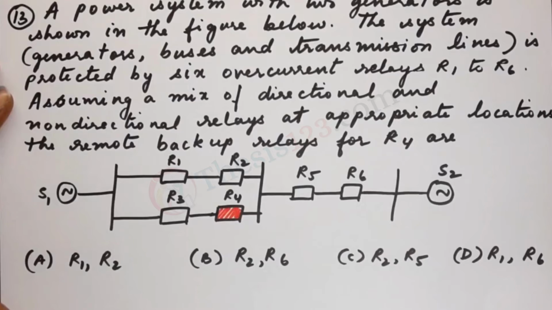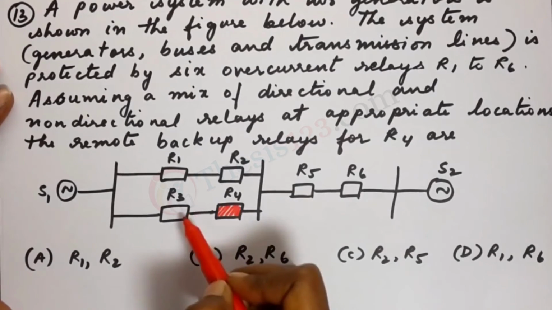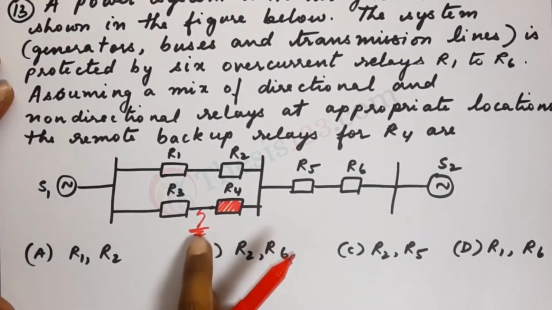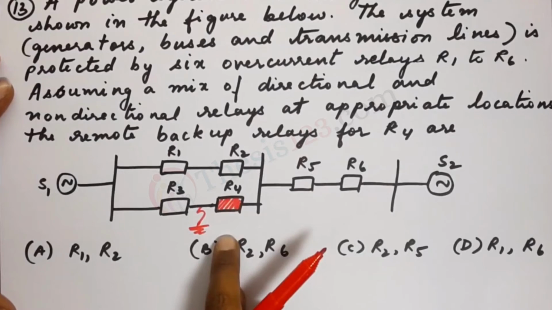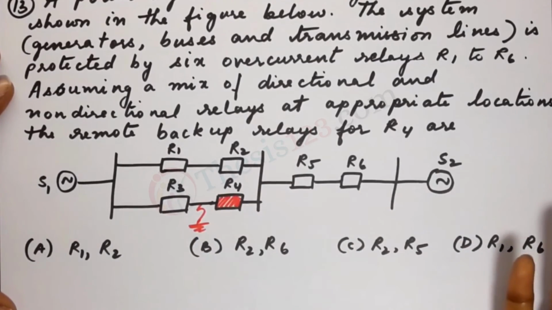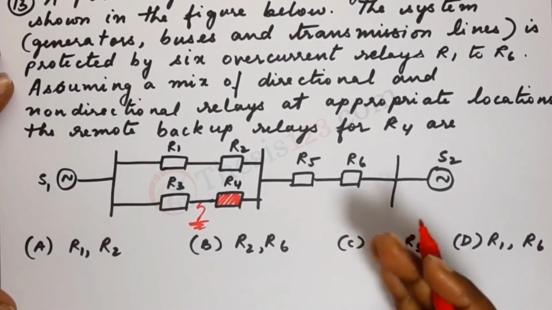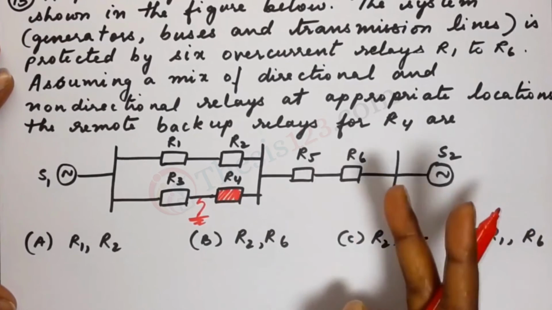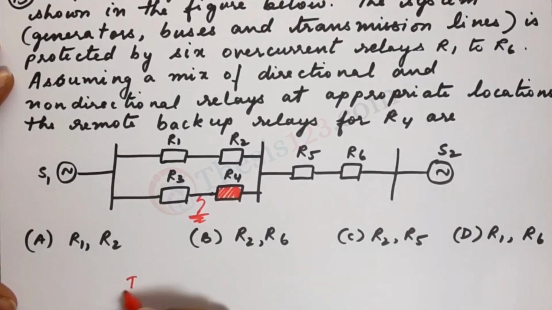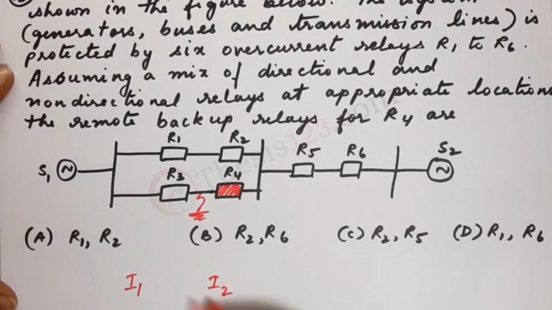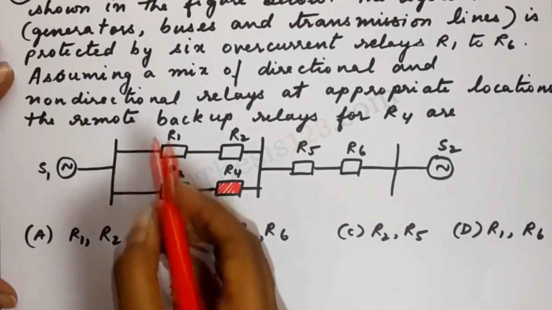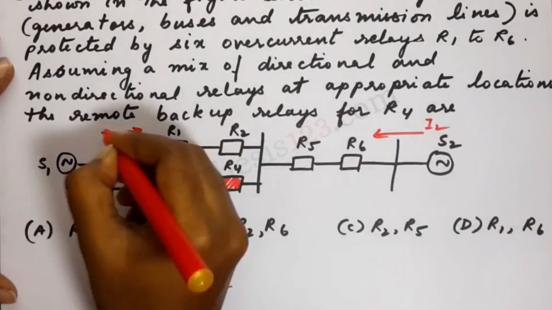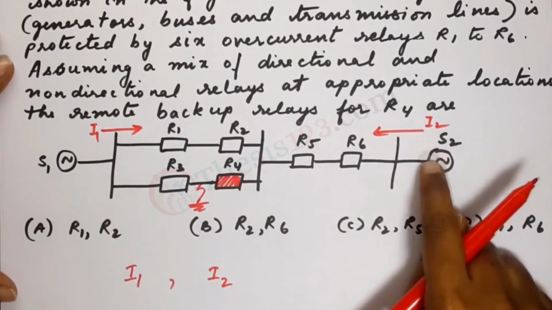So let's say that a fault occurs between 3 and 4. Then relays 3 and 4 must operate. But let's say, for example, that one of these two relays fails. Then there are two currents that need to be kept in check. We have to keep in mind the currents I1 and I2. These two currents must be limited: I1 from the first generator and I2 from the second generator.